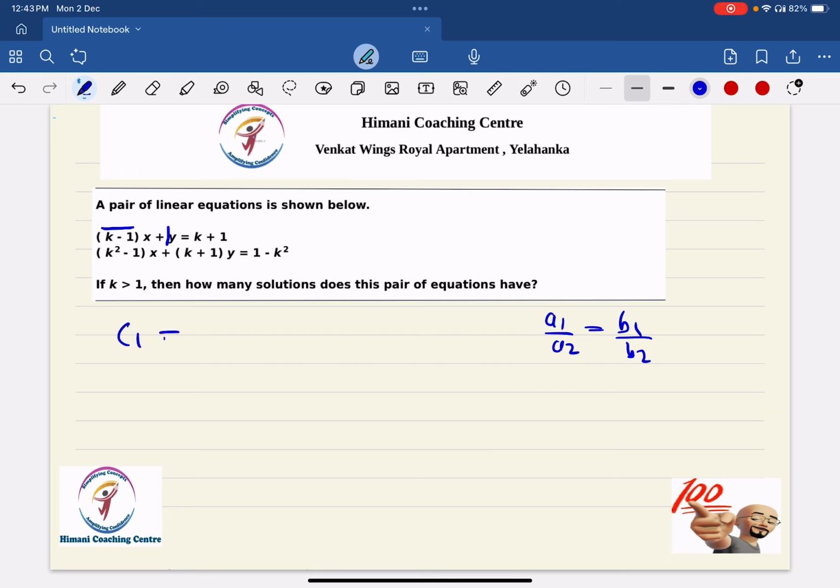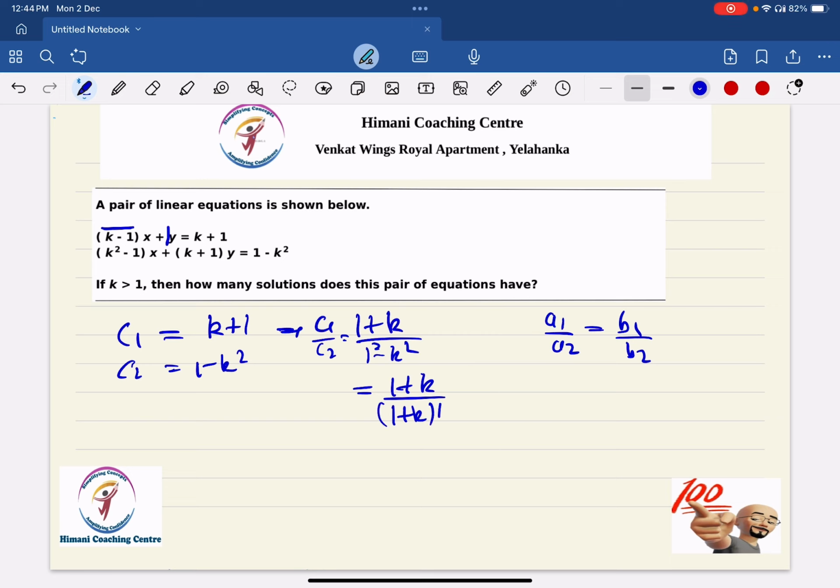So c1 we are given is k plus 1, while c2 is 1 minus k square. I can write c1 as 1 plus k. So c1 by c2 is 1 plus k over 1 minus k square. Again, 1 square minus k square can be written as (1 plus k) into (1 minus k), so we get 1 over 1 minus k. So what is happening? a1 by a2 equals b1 by b2, which is not equal to c1 by c2. So how many solutions does this pair of equations have?